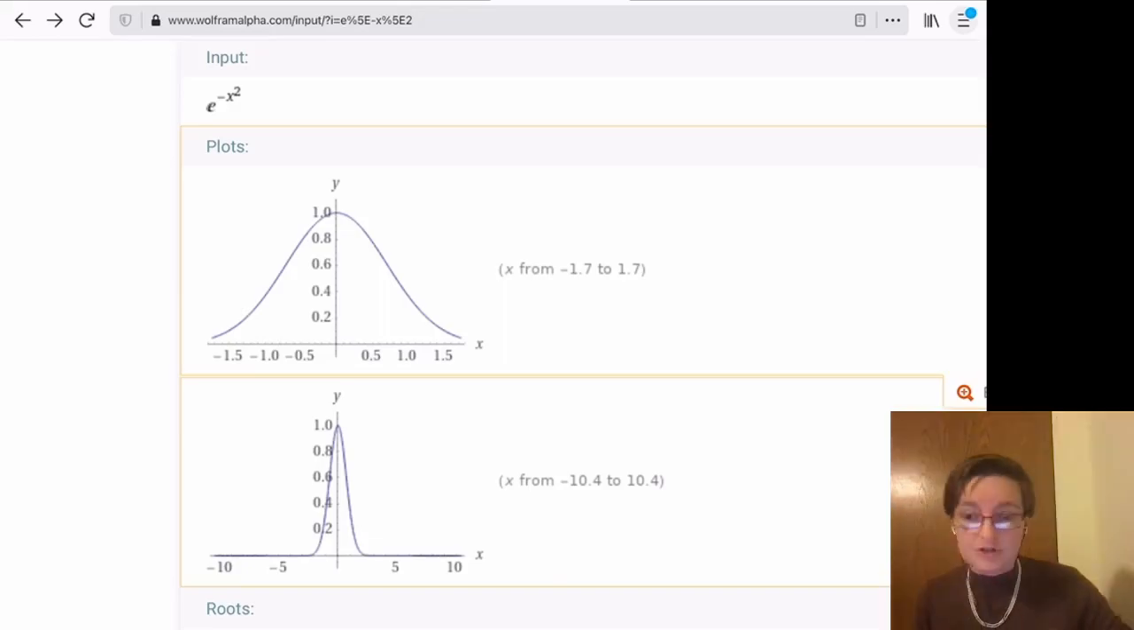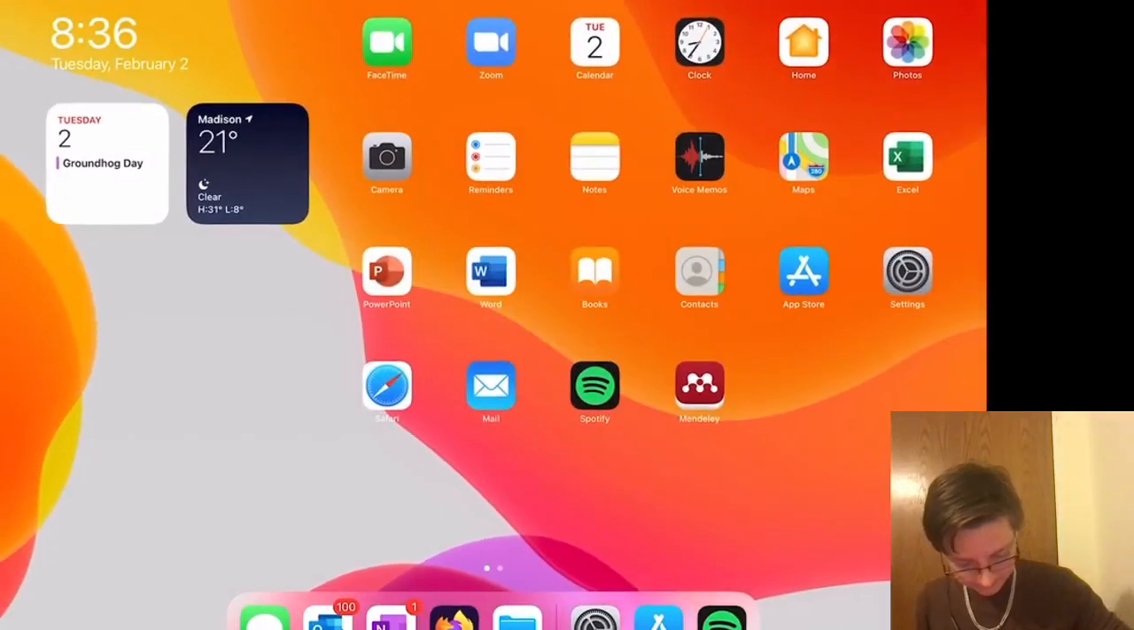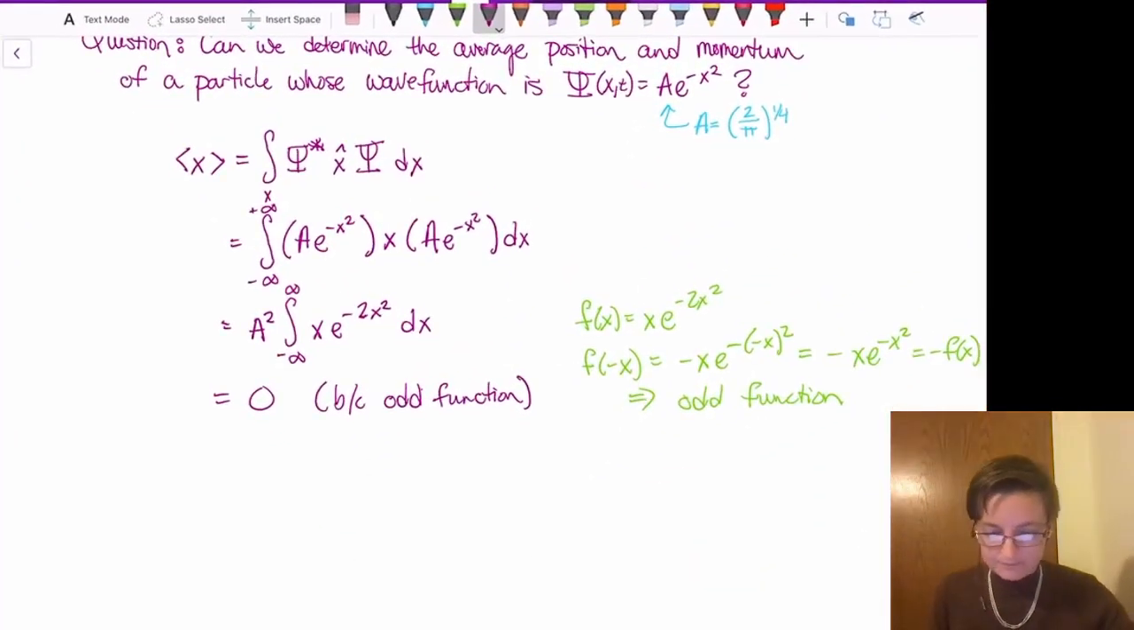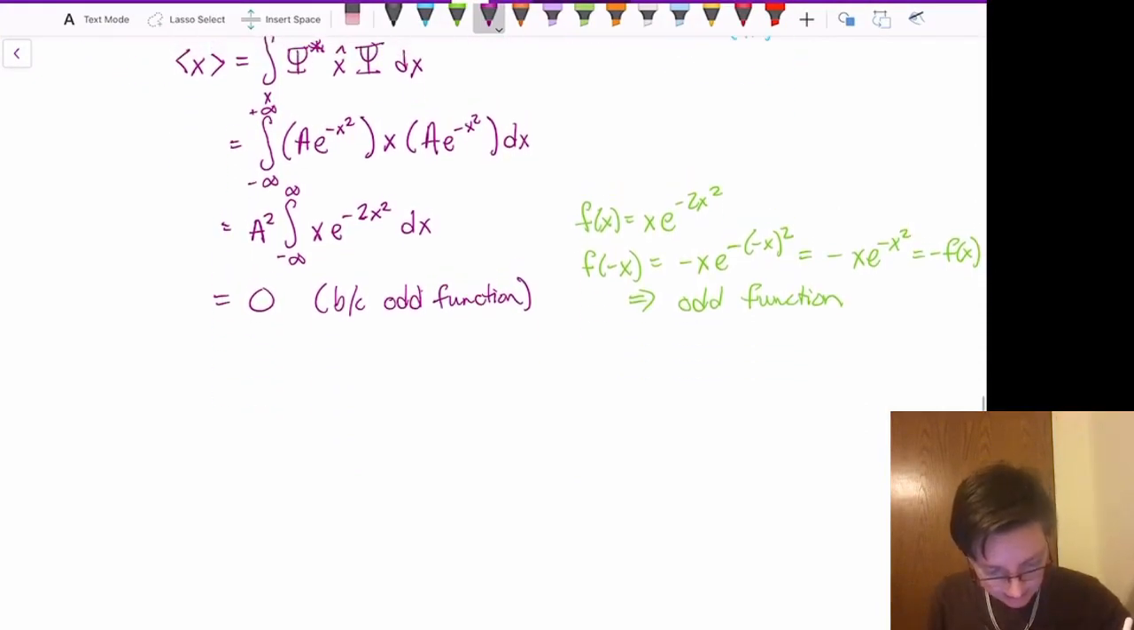And so just by looking at this, I could have also looked at the wave function and said, based on interpreting this as a histogram, the wave function is going to have its average position around x equals 0. Okay, so that is our average position. And the last thing that I want to do is talk about the average momentum.